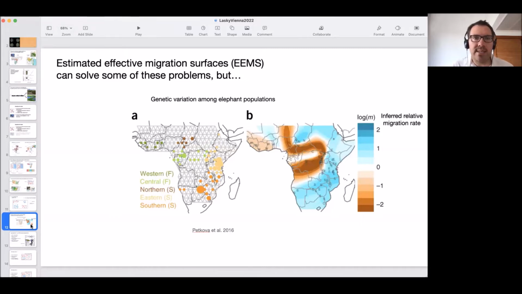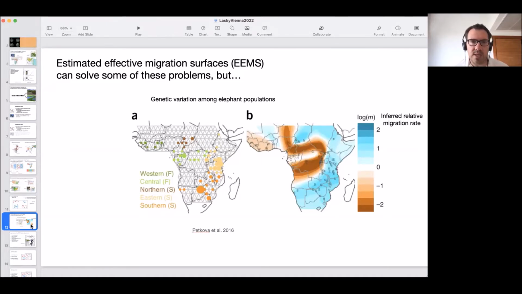So this is the estimated effective migration surfaces approach, which takes samples from across a landscape and puts them into a gridded set of subpopulation bins, and then infers local migration rates between cells on the landscape, essentially.